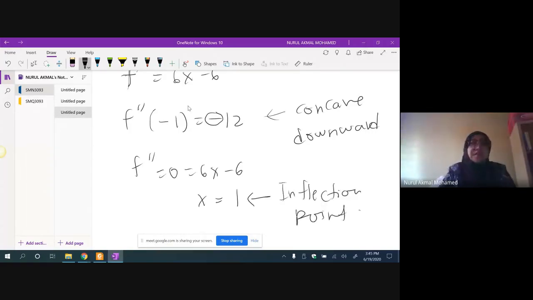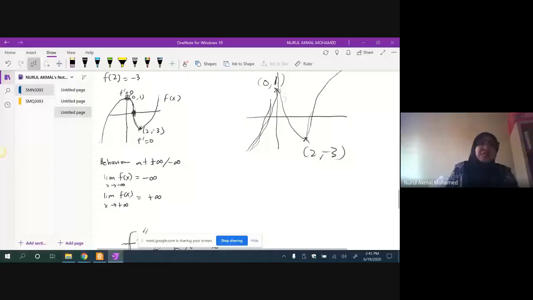This is the inflection point, so it is in between 0 and 1. So it is concave downward for the first interval here, from 0 up to 1. You can check, of course, with f double prime when x equals 0.5. I'm sure it will be negative. Okay, you can check.